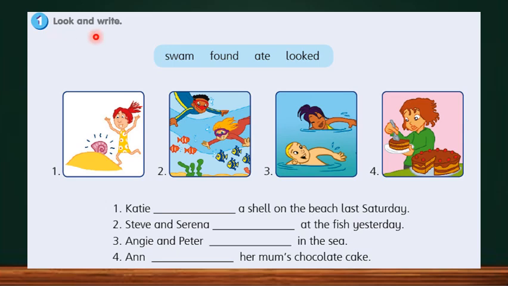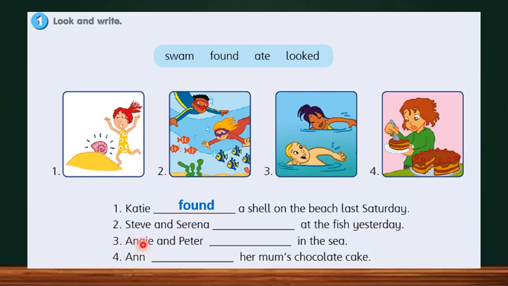Exercise 1. Look and write. Now, you're going to fill in the simple past tense into the sentence below based on the picture. Let's start with number 1. This is Katie, and there was a shell here. Katie what? A shell on the beach last Saturday. The answer is found. Katie found a shell on the beach last Saturday.